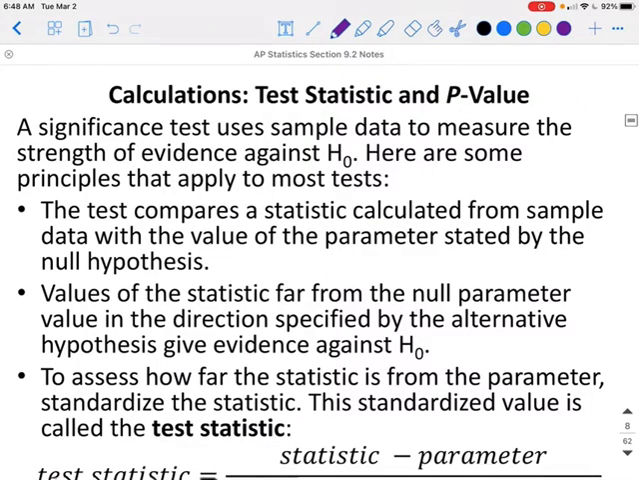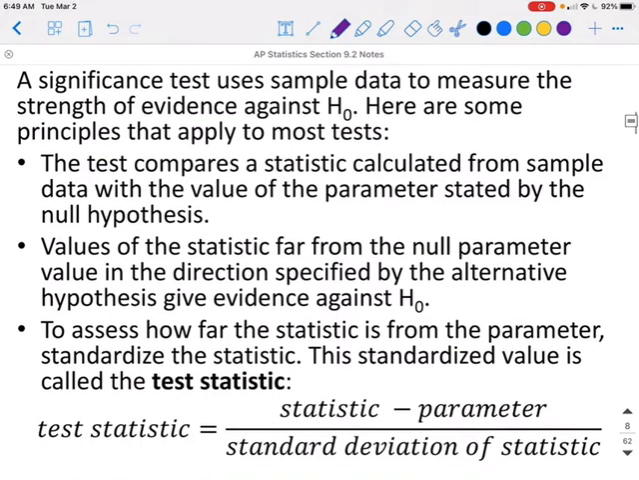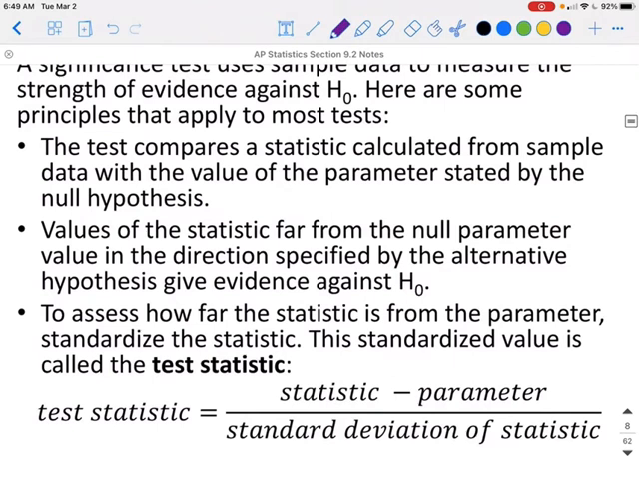So to calculate what that statistic value is, a significance test uses sample data to measure the strength of evidence against the null hypothesis. Here are some principles that apply to most tests. The test compares a statistic calculated from sample data with the value of the parameter stated by the null hypothesis.